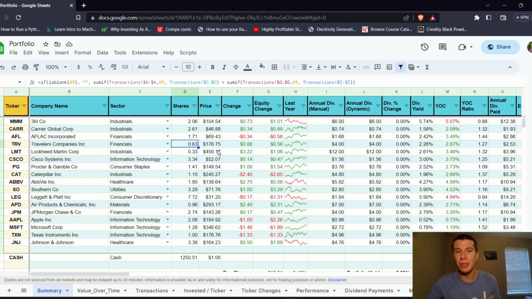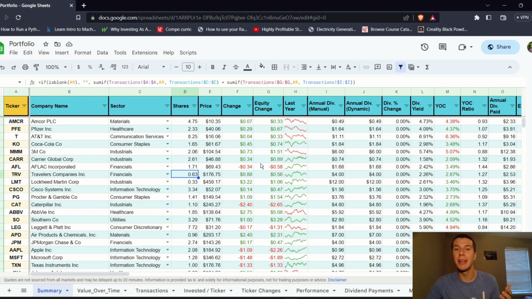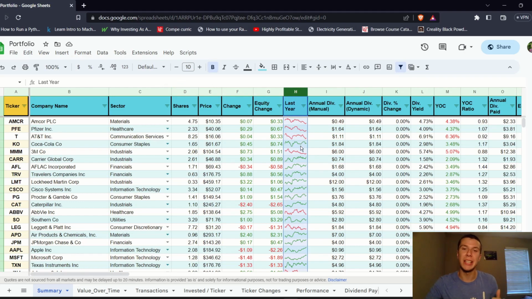So I list out the shares here, the price of the company, and then the day change and equity change of that specific ticker. This here is a little graph that gives us an idea of what the stock price has looked like over the last year. If it's green, that means it's up year over year. If it's red, it's down.